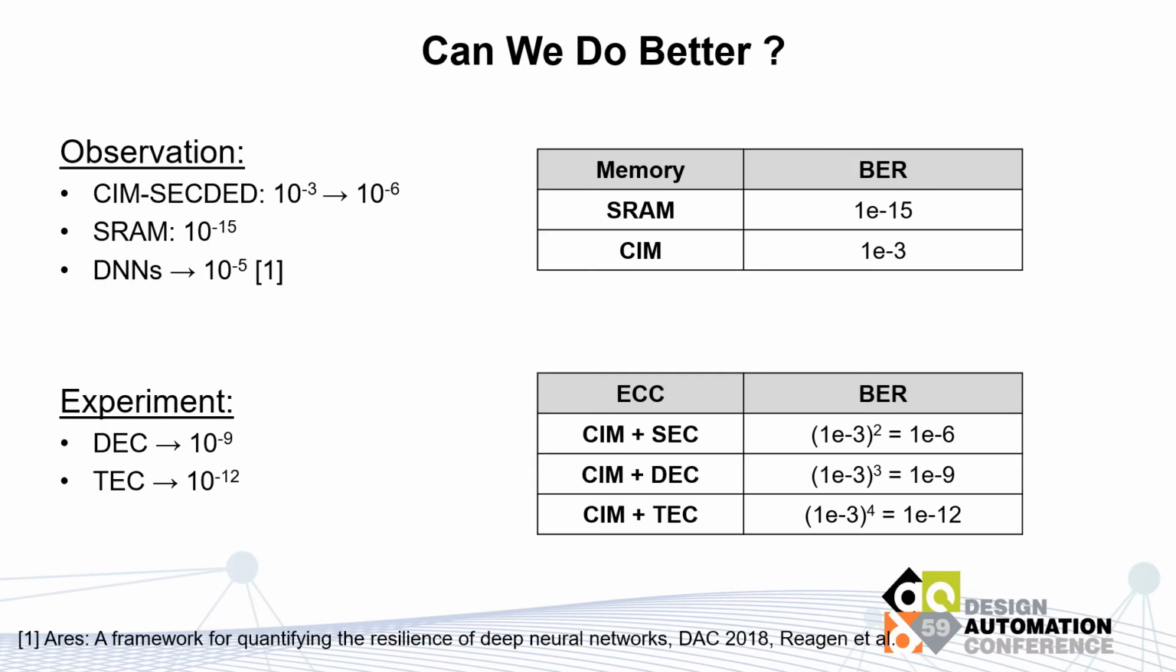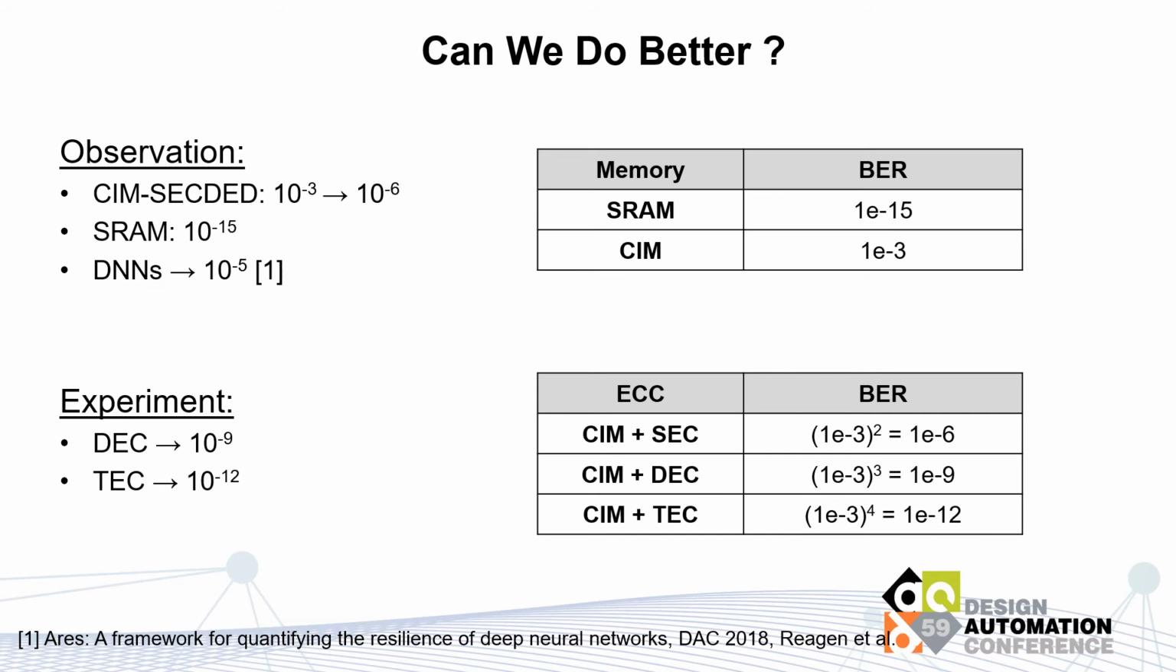So SecDed and the other ECCs can offer good error correction at a small penalty compared to traditional ECC. But is this good enough? Well, if we assume the bit error rate of compute memory is on the order of 10 to the minus 3, then even with SecDed, our bit error rate should be 10 to the minus 6. In comparison, SRAM has a bit error rate around 10 to the minus 15.